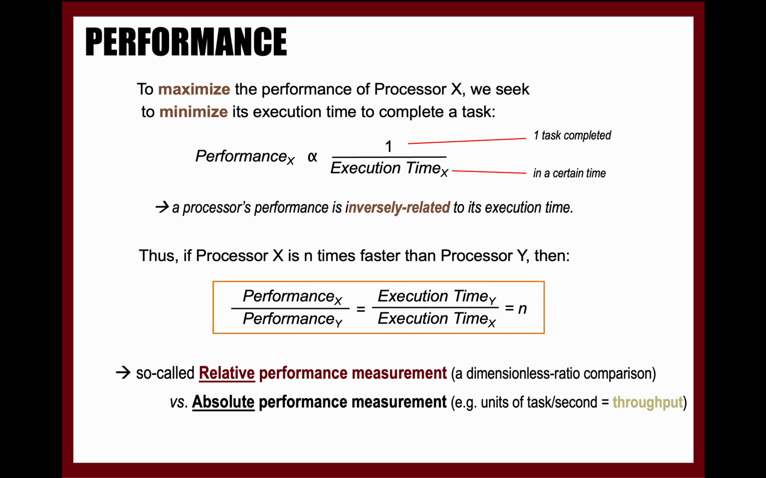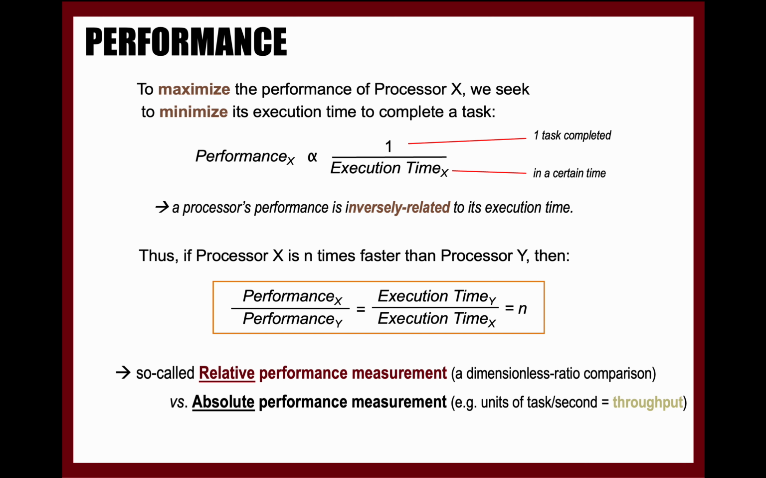To compare two processors, for example, processor X and processor Y, we can determine their relative performance. If processor X operates faster than processor Y, their performance ratio can be depicted as this one. Here n represents the factor by which processor X is faster than processor Y.